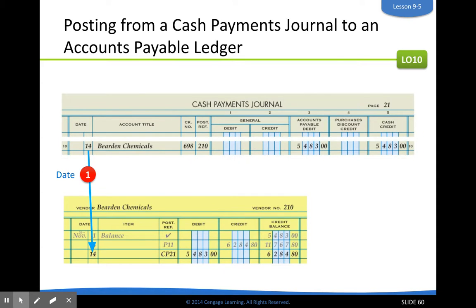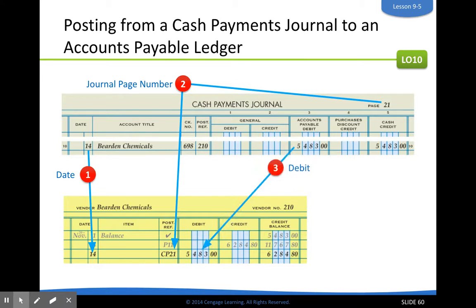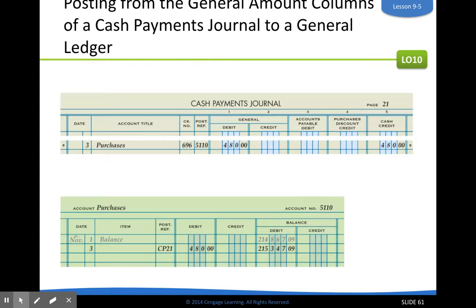So we have Bearden Chemicals. We're going to go through the same 5 steps we've always done with posting. The date, journal page number, so CP stands for cash payments, page 21. It's a debit, accounts payable debit here. So that refers to our accounts payable or the company that we owe money. Update the balance. We had a credit balance. Then we have a debit transaction. So the credit minus the debit, our new balance, $6,284.80. And vendor number 210 back up into the journal.